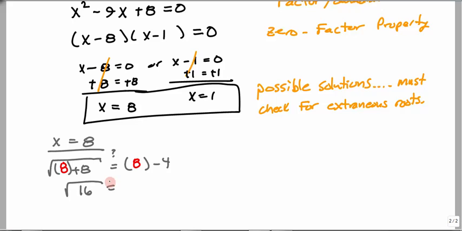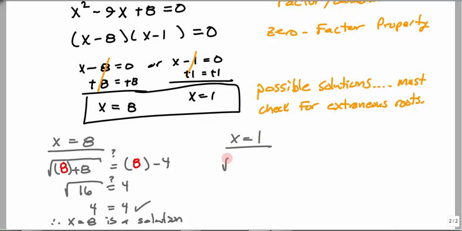And again, I don't know if these are equal or not. 8 minus 4 is 4, the square root of 16 is 4, 4 equals 4. This checks. Therefore, x equal 8 is a solution. So I have one solution so far, and I need to check x equal 1 next. So again, back in my original, everywhere that there is an x, I will plug in, sorry, a 1 because I'm checking x equal 1 here.